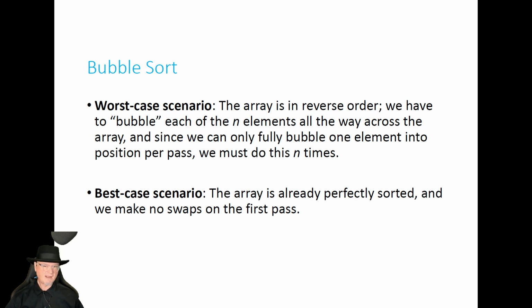And the best case scenario is that the array is already perfectly sorted, and we only have to go through once. And so our big omega for that is just the number of elements in the array, or the number of comparisons we make, which is n. The order of it is n, just a single n.